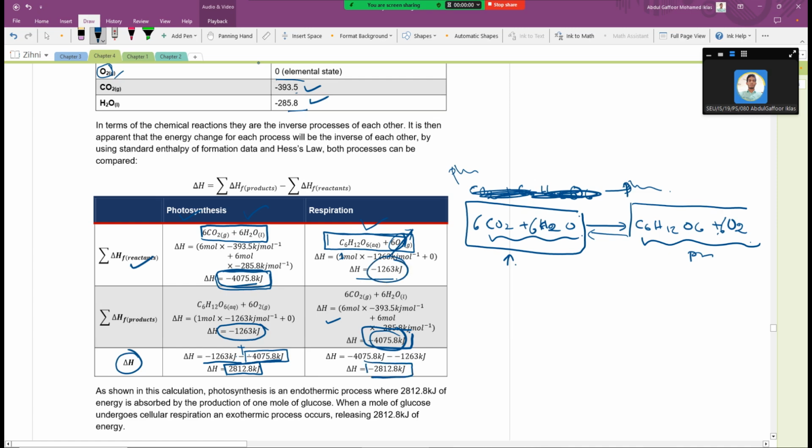And you see the same value for the two processes, but the only difference is the sign, which means photosynthesis is an endothermic reaction, whereas respiration is an exothermic reaction.